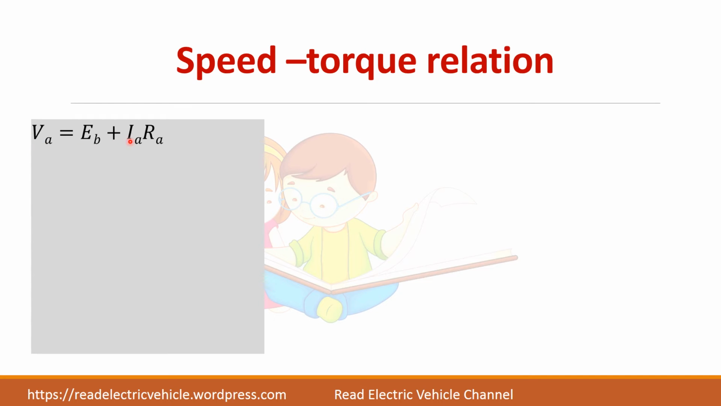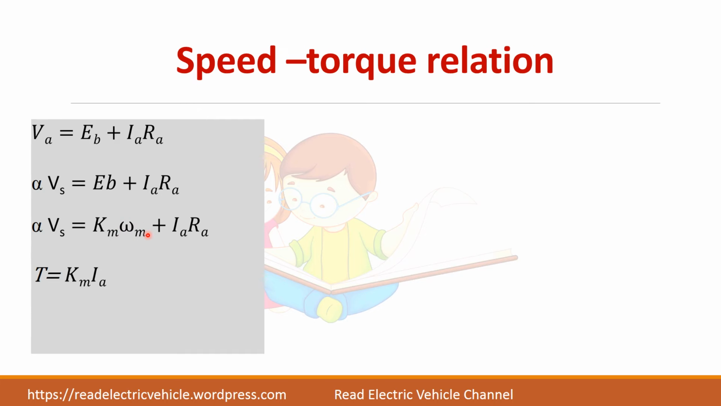VA is equal to EB plus IARA for the motor. You equate this equation to your average value. So alpha into Vs is equal to EB plus IARA. So EB is Km omega m. So from this you find what is omega m.